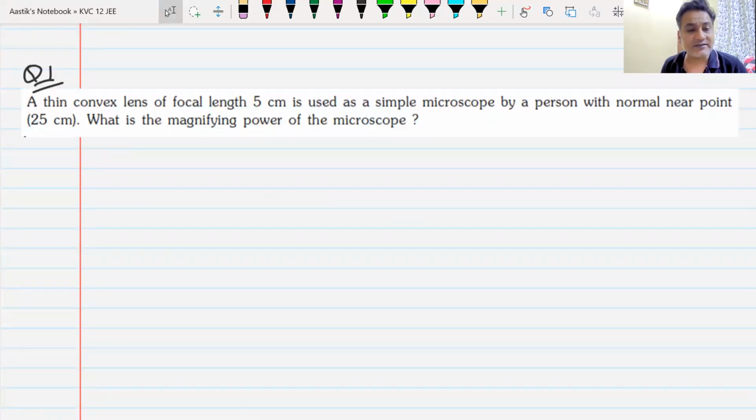A thin convex lens of focal length 5 centimeters is used as a simple microscope by a person with a normal near point of 25 centimeters. What is the magnifying power of the microscope? It is not said where the final image is formed. Give me the answer in both the cases. I would be happy. Quickly.